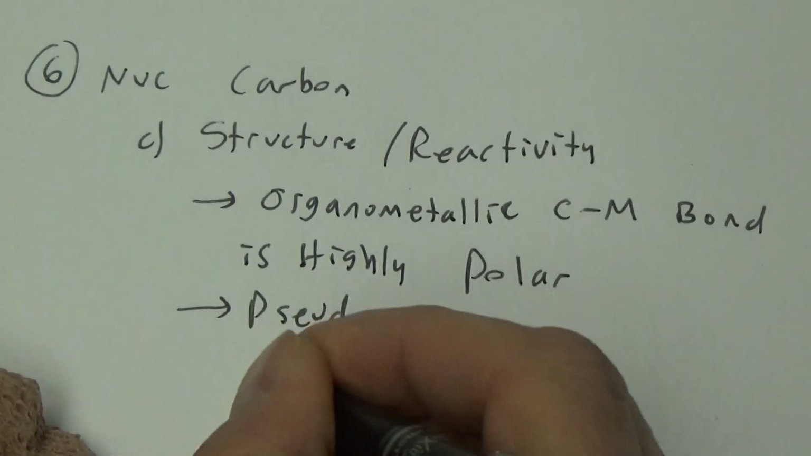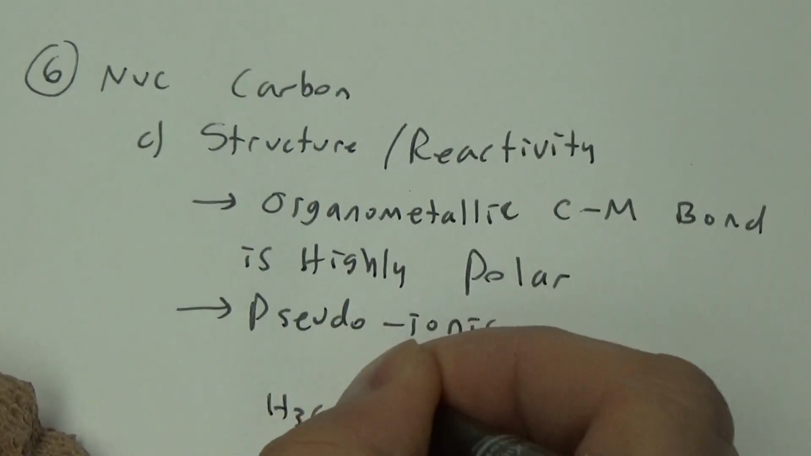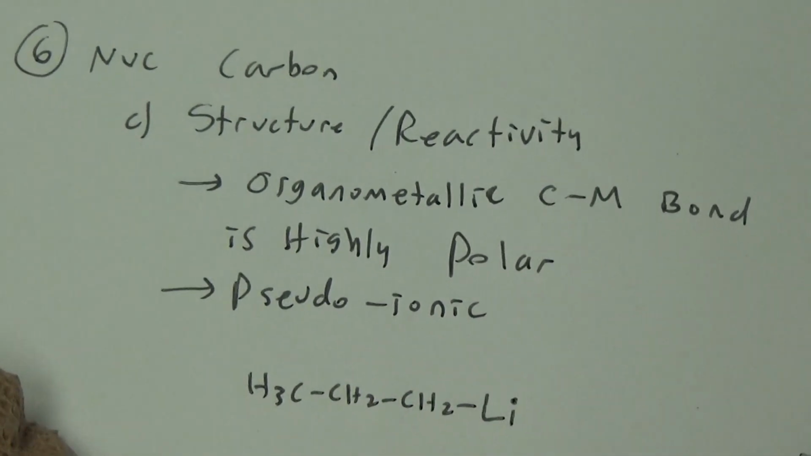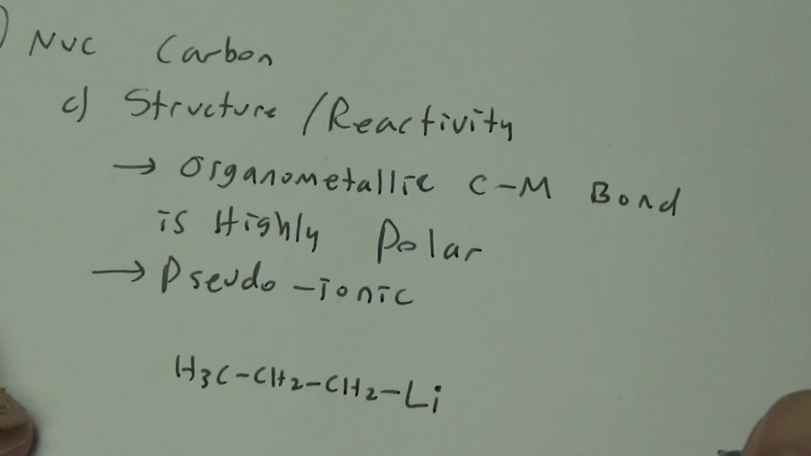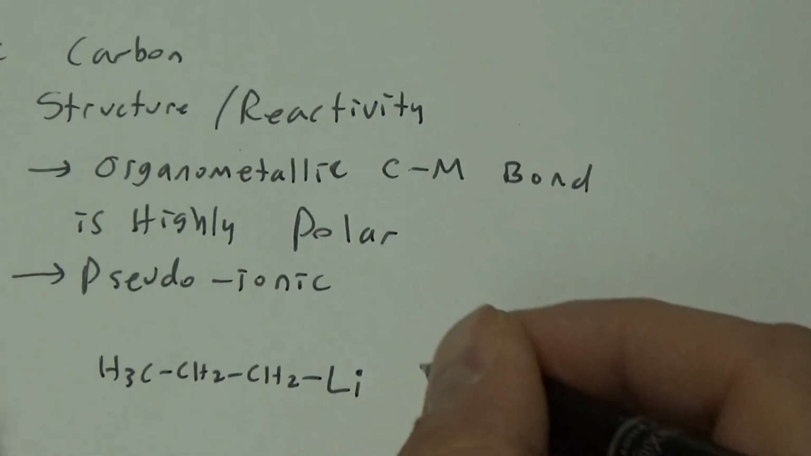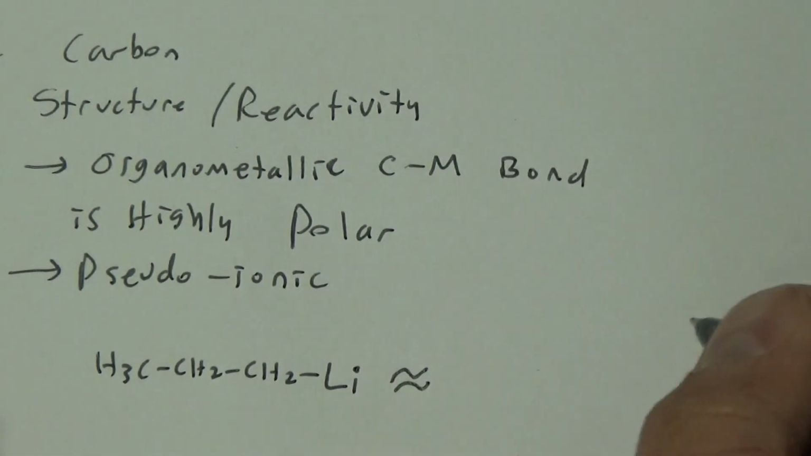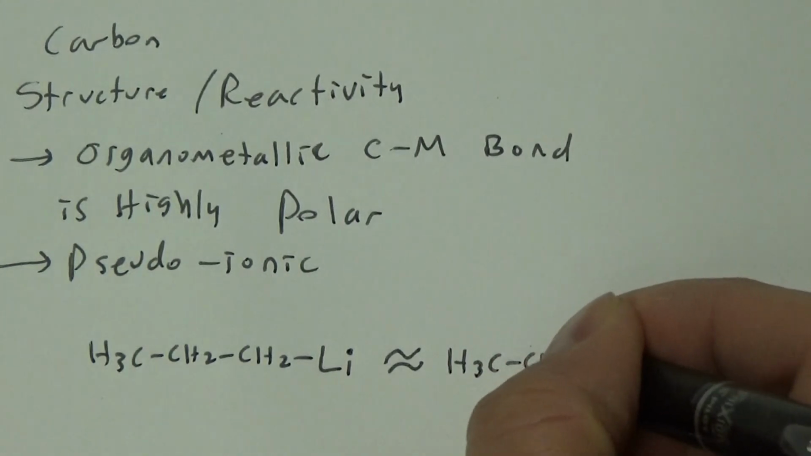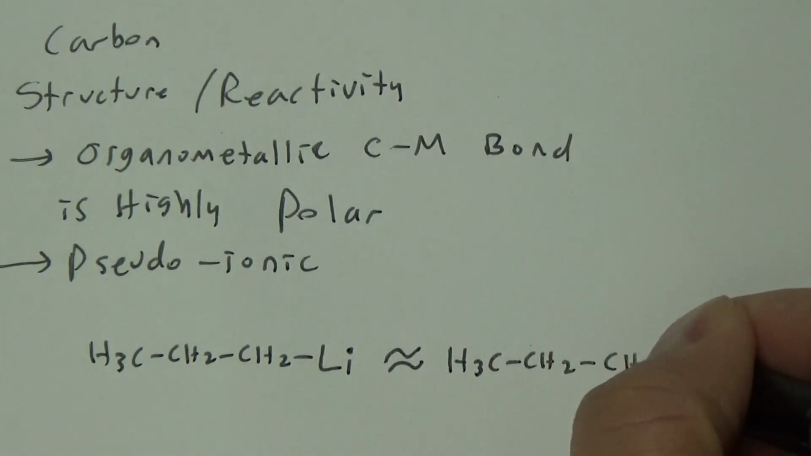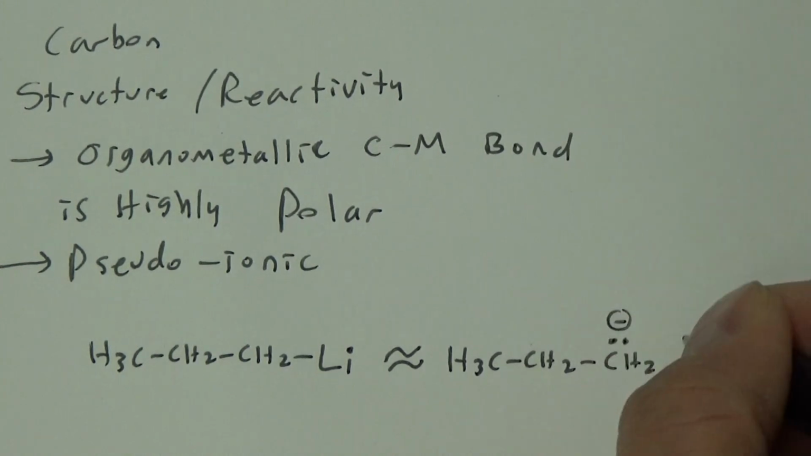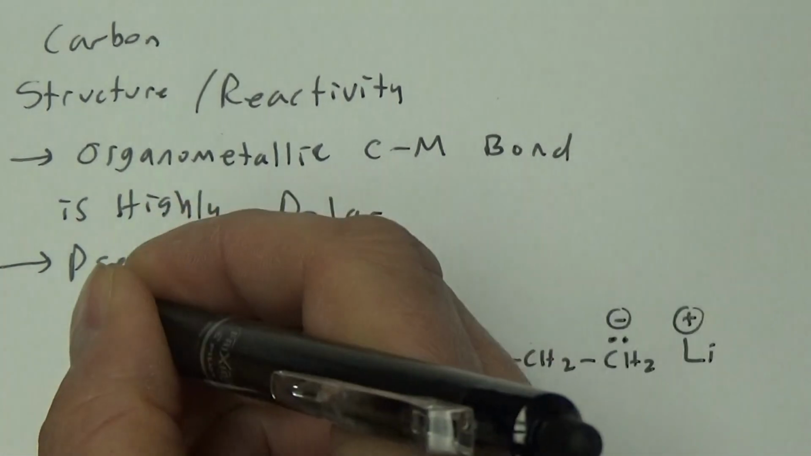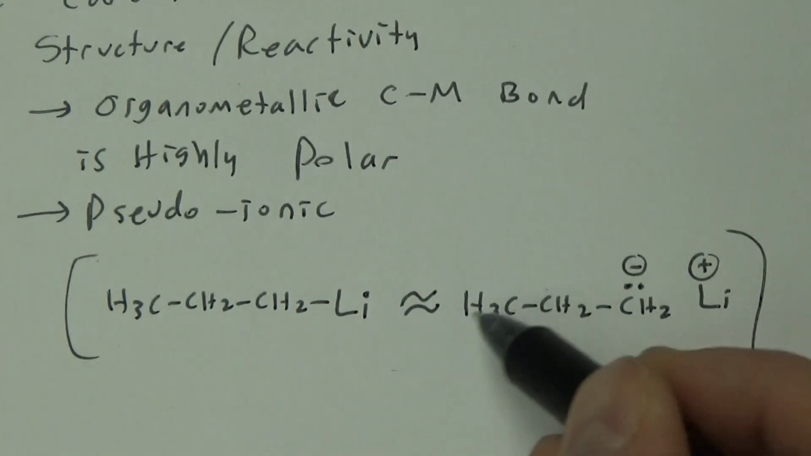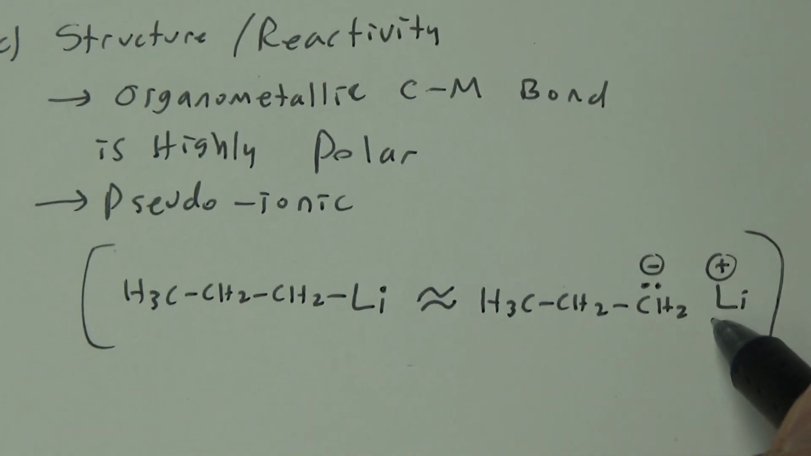So if I say propyl, CH3, CH2, CH2 lithium, what I mean is it's kind of in structure the same as H3C, CH2, CH2 with a negative charge on the carbon, lithium plus. Okay? So it's kind of ionic. It's almost like a carbon with a negative charge, like I said.